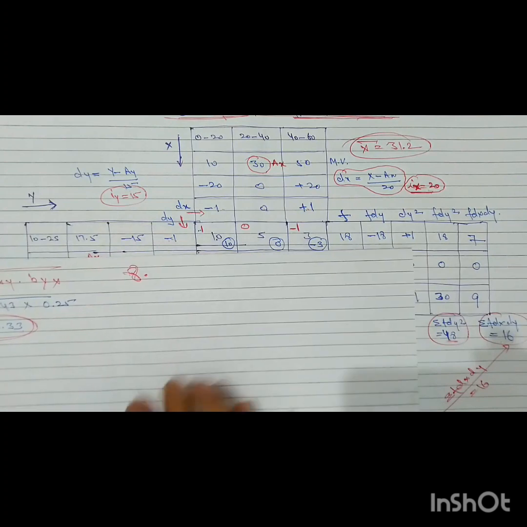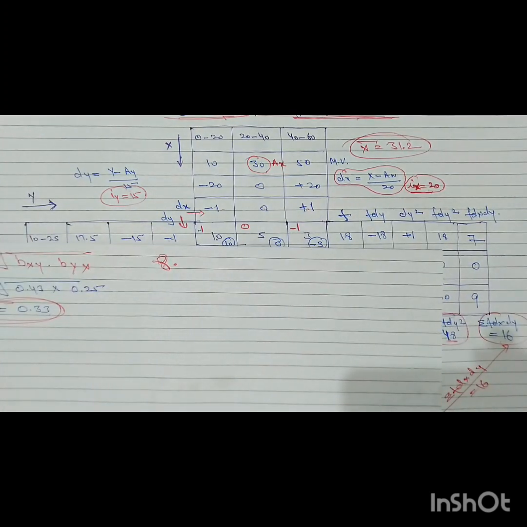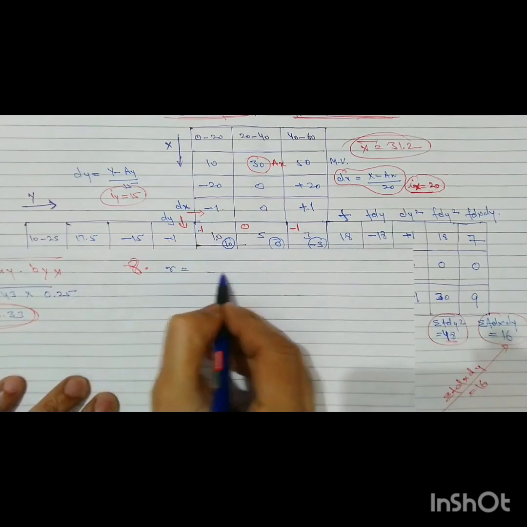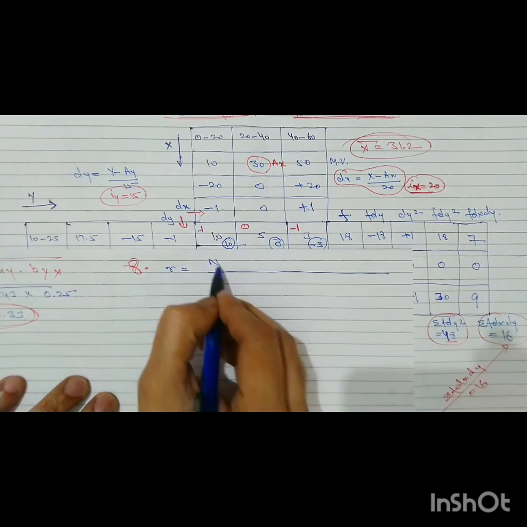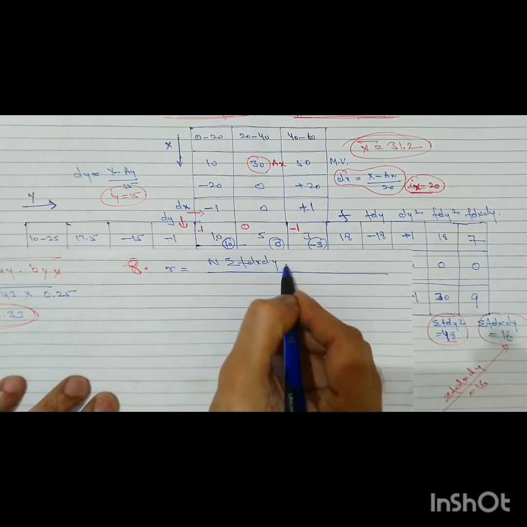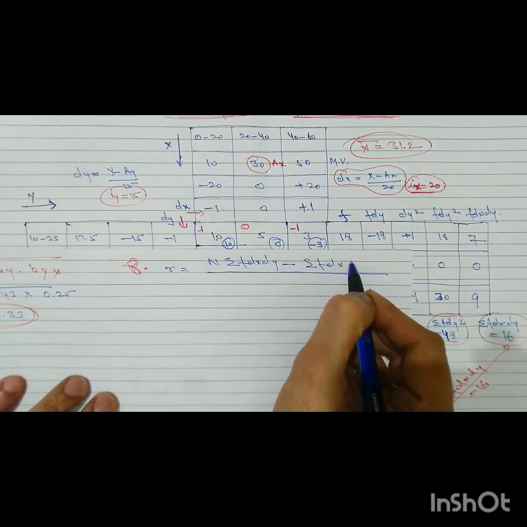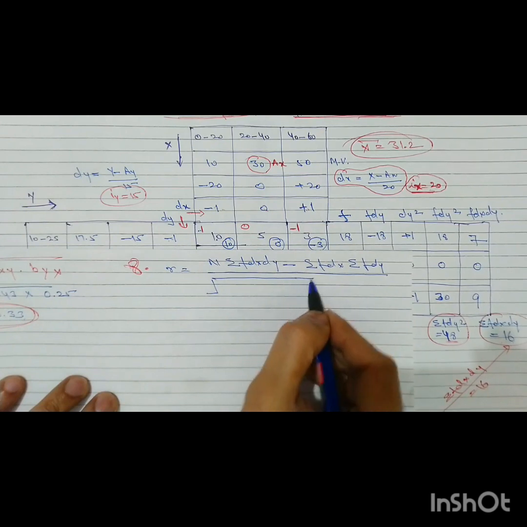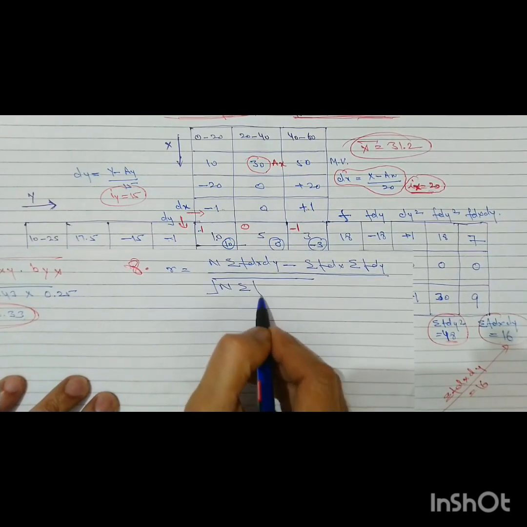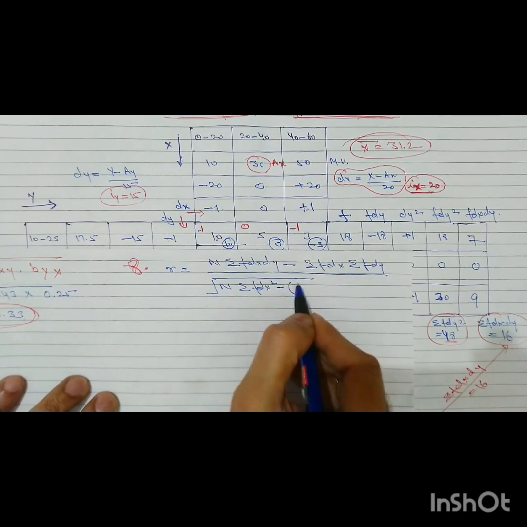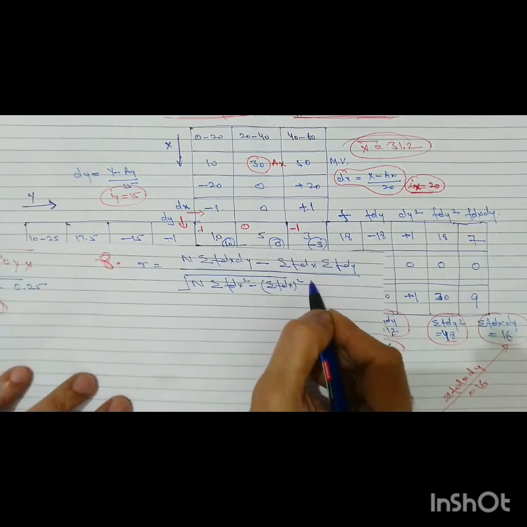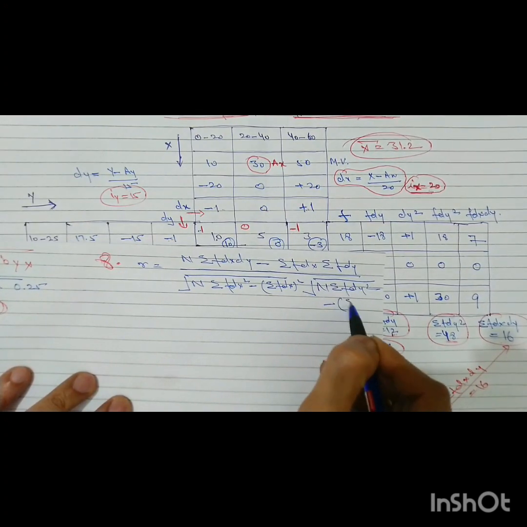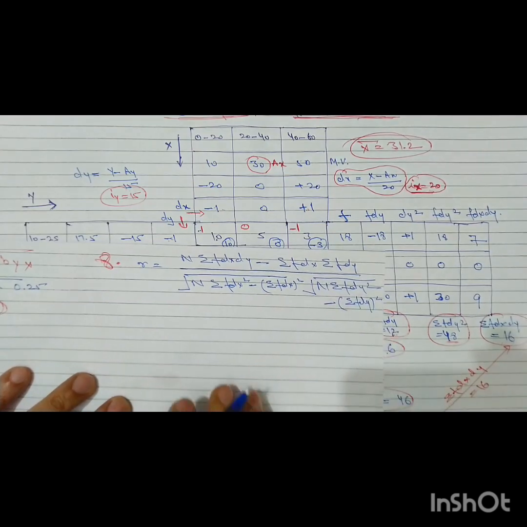Calculate the correlation coefficient by using Karl Pearson's coefficient of correlation. The formula is r equals n summation f dx dy minus summation f dx summation f dy, over under root of n summation f dx square minus summation f dx the whole square, again under root of n summation f dy square minus summation f dy whole square, right?